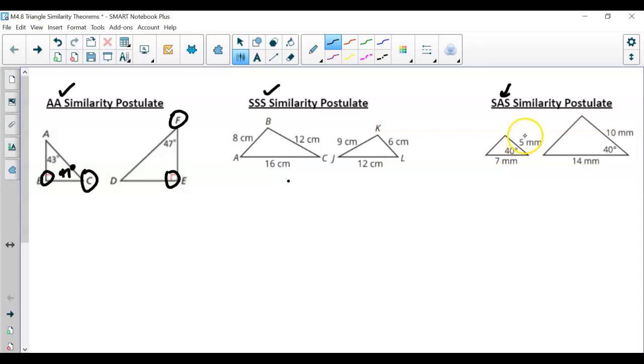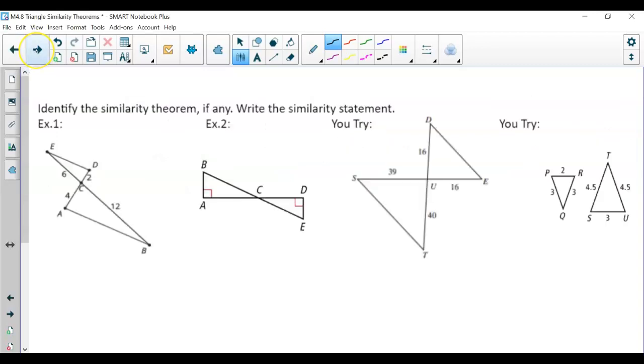Again, notice 5 times 2 is 10, 7 times 2 is 14, and you have the including angle between them. So due to the two proportional sides with that same factor and the including angle, you have SAS. Now these are the three we're going to be adding to our discussion on similar figures. Here in example 1, we're just identifying if we have similar figures, and then we're going to write the similarity statement if so.